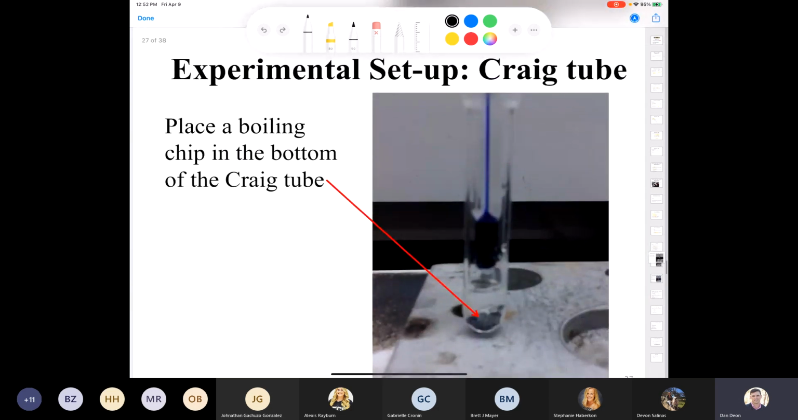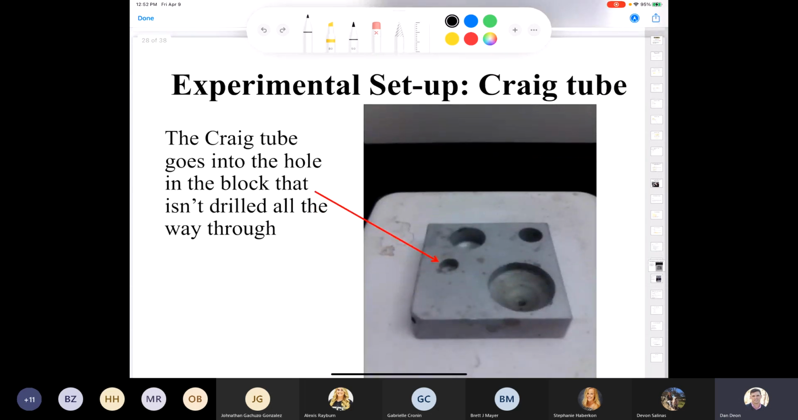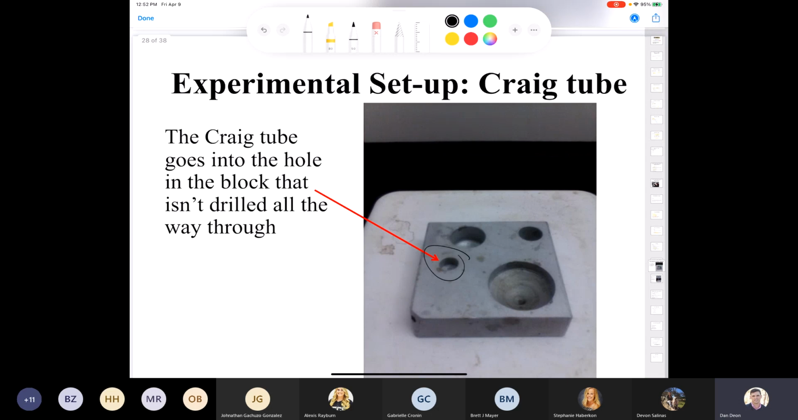At the bottom of your Craig tube, you're going to need a boiling chip. The Craig tube is just too small to have a boiling stick in there, so you're going to use a boiling chip. I usually don't ask my students to use boiling chips, so this is probably your first chance to use one. We do that to reduce what's called bumping. Also, you'll notice there are a few different little holes or indentations in your heating block, and you use the one that isn't drilled all the way through. It's the small one that isn't drilled all the way through. Anyhow, it should be pretty obvious which one it is.